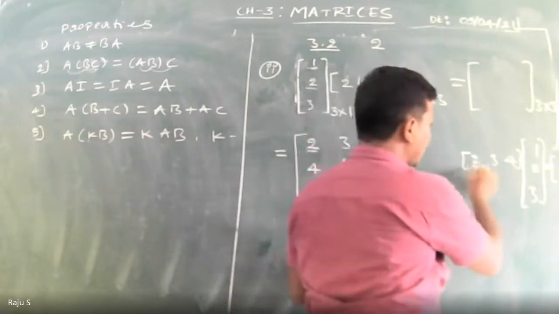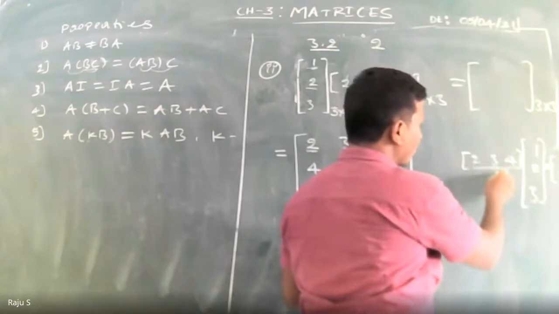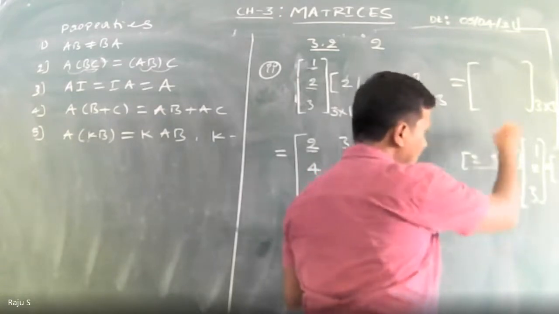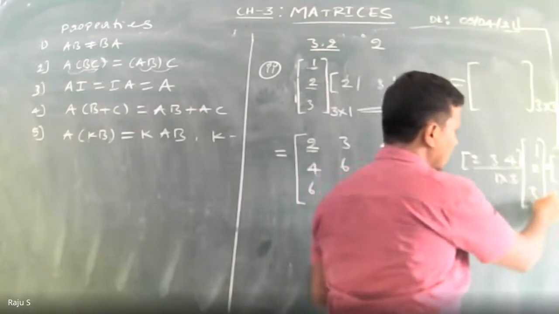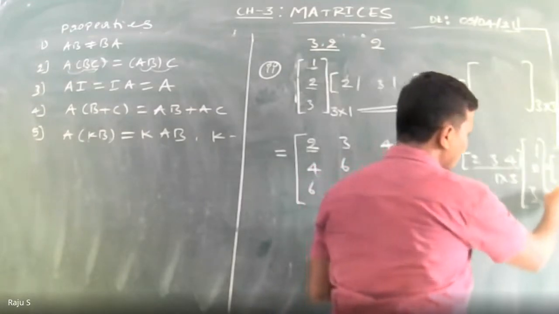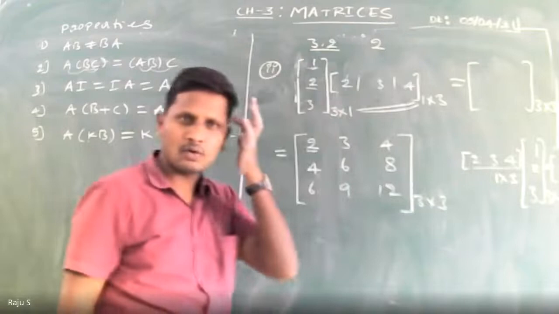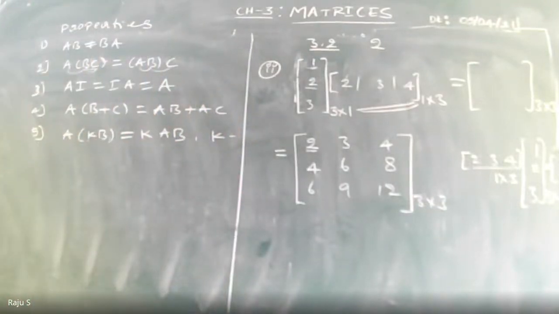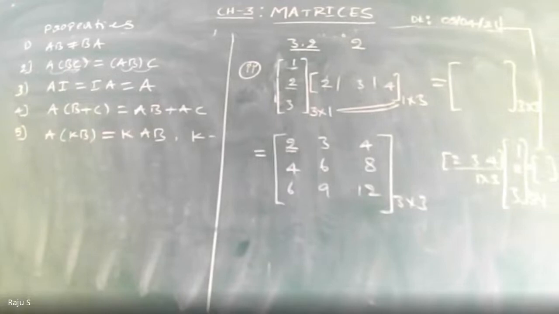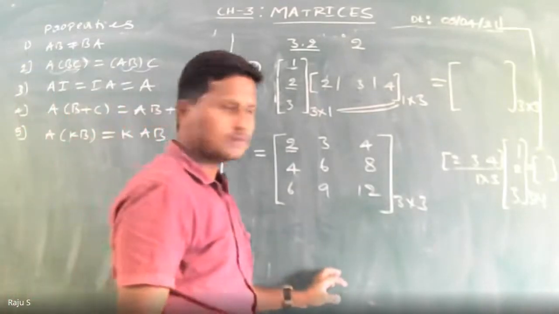So if you take here, the order will be how many rows? 1 row. How many columns are there? 1, 2, 3. 3 columns are there. What is the order here? 3 rows and 1 column. Am I right? 3 rows, 1 column.